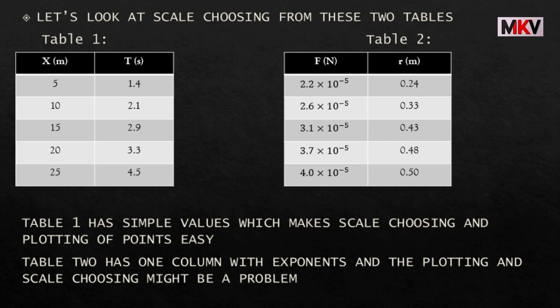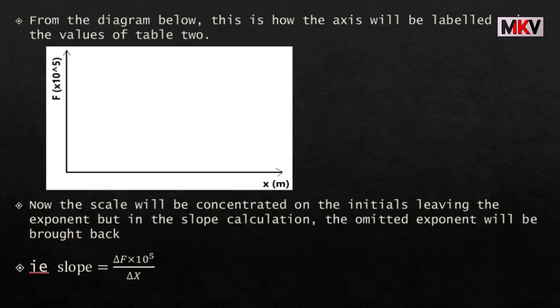That's for table 1. But for table 2, we can see that the first column, which is for force F, has some exponentials in it, and that's a big challenge for students, which I have encountered before. Choosing a scale for these kinds of values is sometimes very difficult. So I'll be taking you through how to go about this to make your plotting and calculations easy as well. So this is what we do.